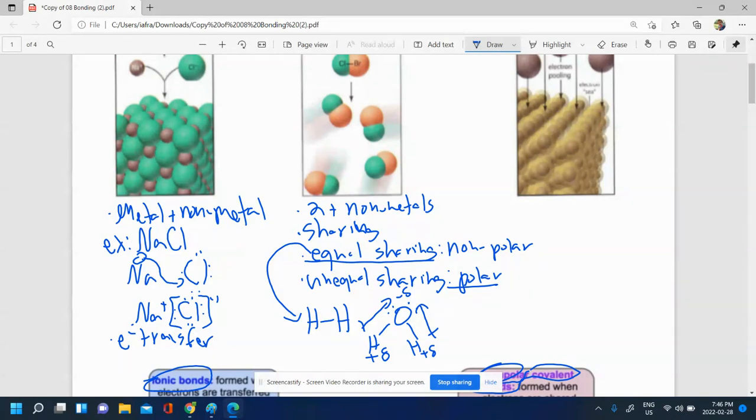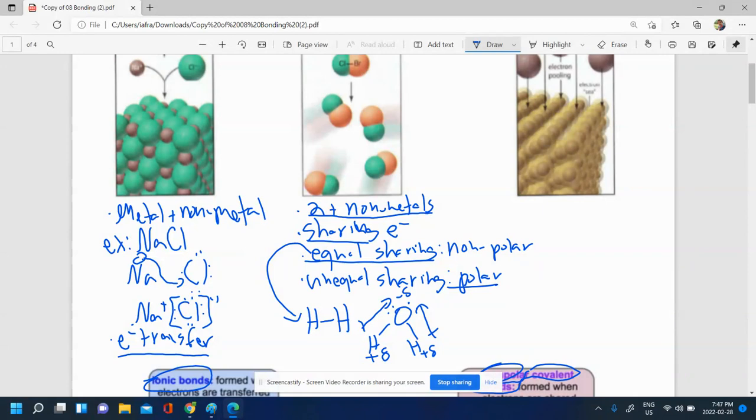So we just reviewed the ionic bonds, which are formed between a metal and non-metal through the transfer of electrons. And we saw the covalent bond, which is a share of electrons instead of a transfer. And that happens between two or more nonmetals. And if you have equal sharing, it's nonpolar. Unequal sharing, it's polar. And we saw two examples there.